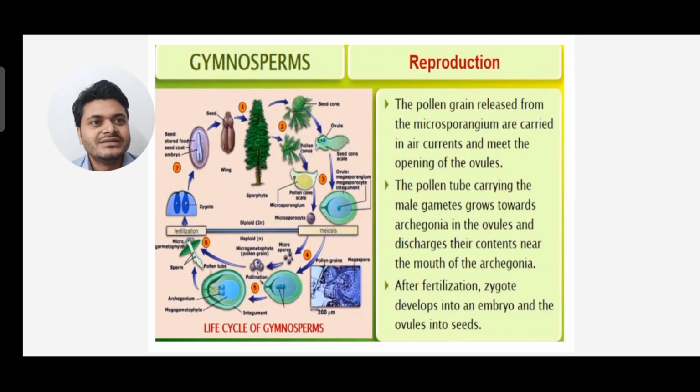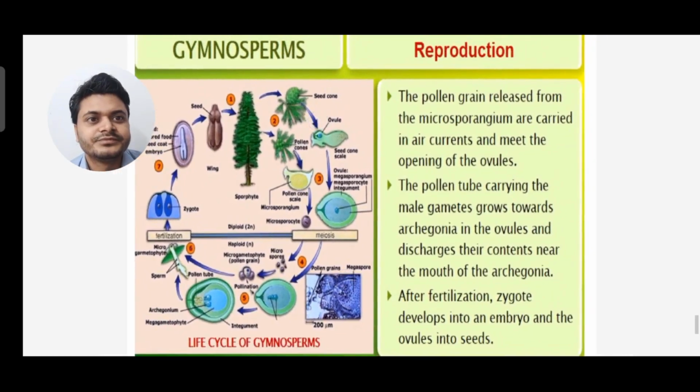Now you can see the pollen grains released. The pollen grains are released from the microsporangium and carried by air currents, and they meet the opening of the ovule. The pollen tube carrying the male gamete grows towards the archegonia in the ovule and discharges its content near the mouth of the archegonia. After fertilization, the zygote develops into an embryo and the ovules into seeds. So you can see the life cycle of gymnosperm. Everything is given here.